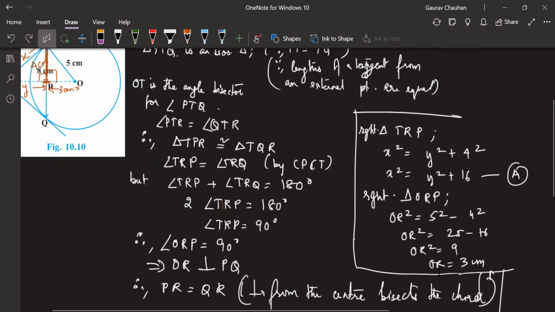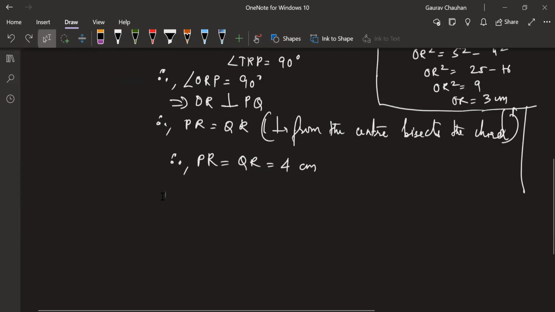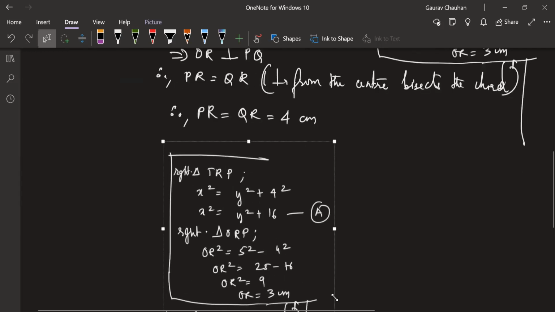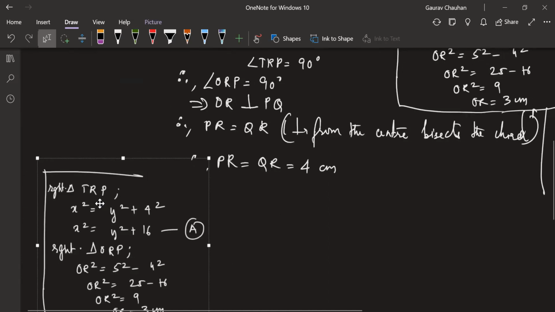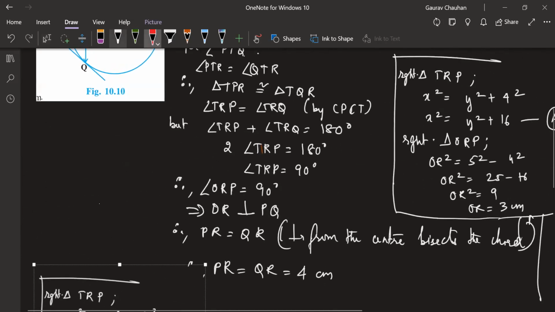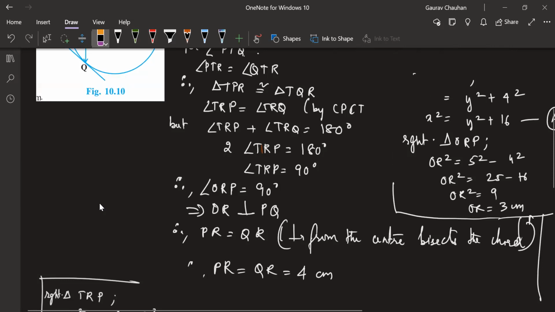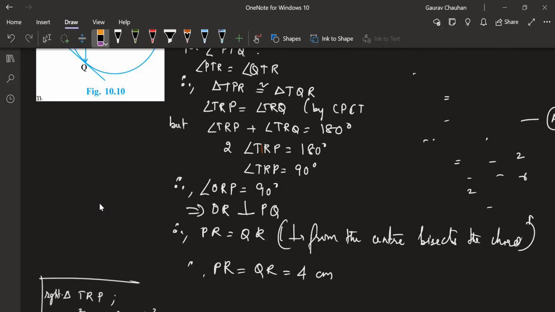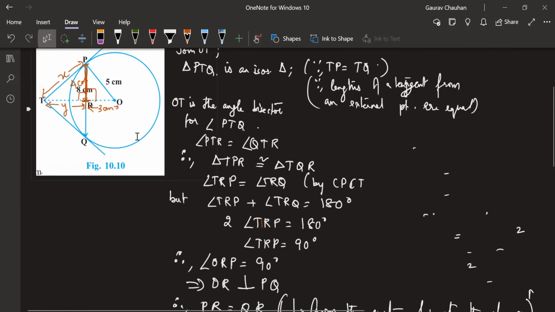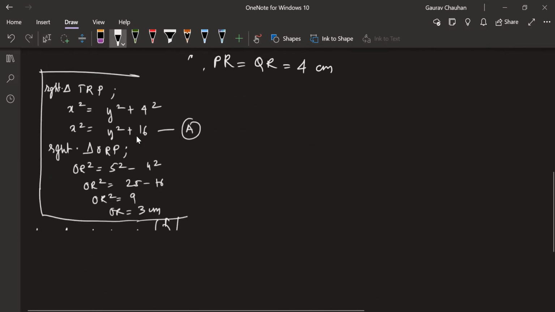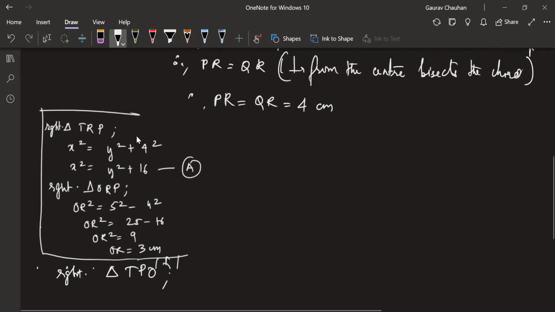Okay, let's move this thing down for now. We're just copy pasting it here. All right, now let me move this out of the frame, so that it'll be a little less confusing what is written where. All right, so we're going to take triangle TPO now. Right triangle TPO.